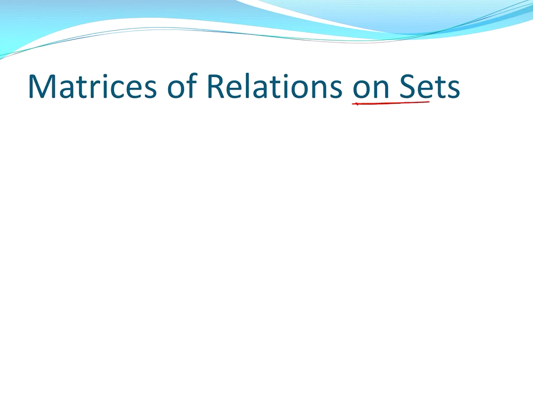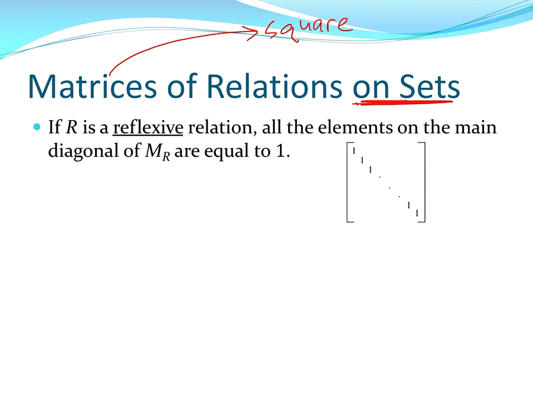When we have a relation on a set, that means it goes from and to the same set. In that case, the matrix will be a square matrix. And as with the earlier discussion of relations on sets, we can examine certain properties. One is the reflexive property. If R is reflexive, then all the elements of the matrix representation on the diagonal will be 1.